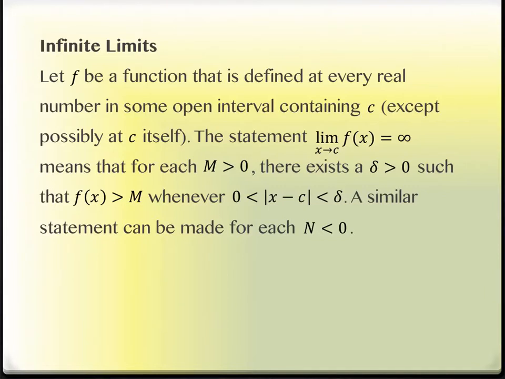Let f be a function that's defined at every real number in some open interval containing c, except possibly at c itself. The statement, the limit as x approaches c of f of x equals infinity, means that for each M greater than 0, there exists a delta greater than 0, such that f of x is greater than M whenever 0 is less than |x minus c| is less than delta, and a similar statement can be made for each N less than 0.